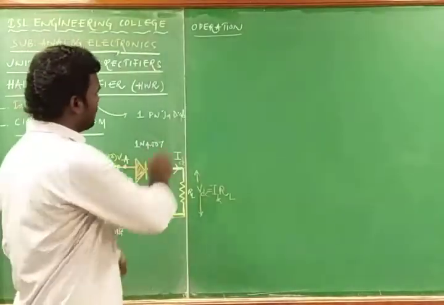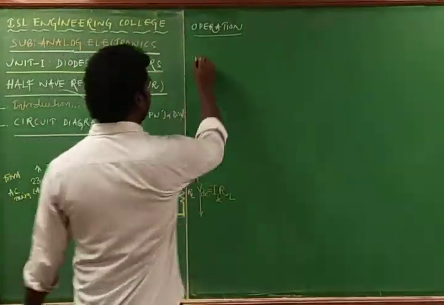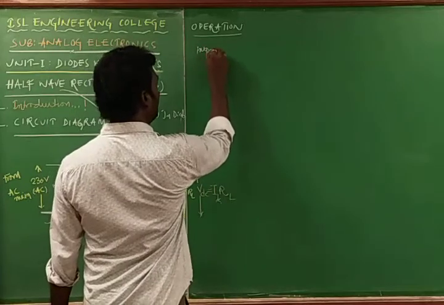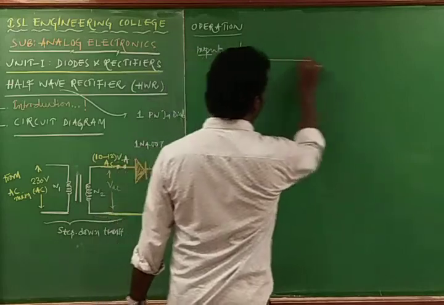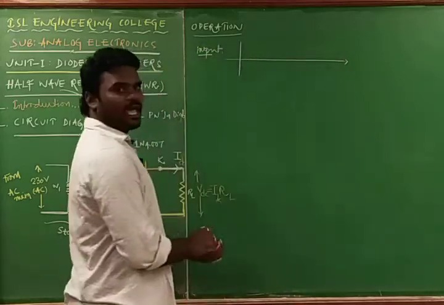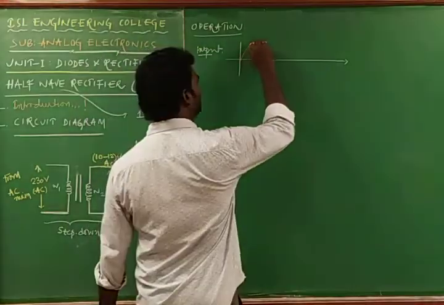Then what is the input of the half wave rectifier? We know that the input of the half wave rectifier is 10 to 12 volts of AC signal only. AC signal means alternating current.